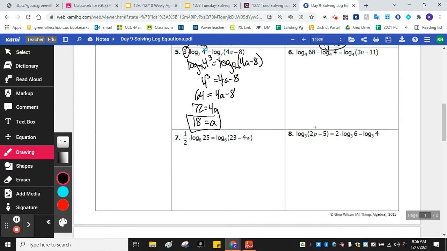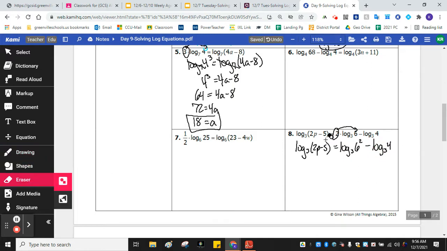Condense so that there's a log on each side, just one log, nothing else. So I'm going to use your power rule to bring that up. This is already one log. So this is log base 3 of 6 squared minus log base 3 of 4. Well, you know 6 squared is 36.